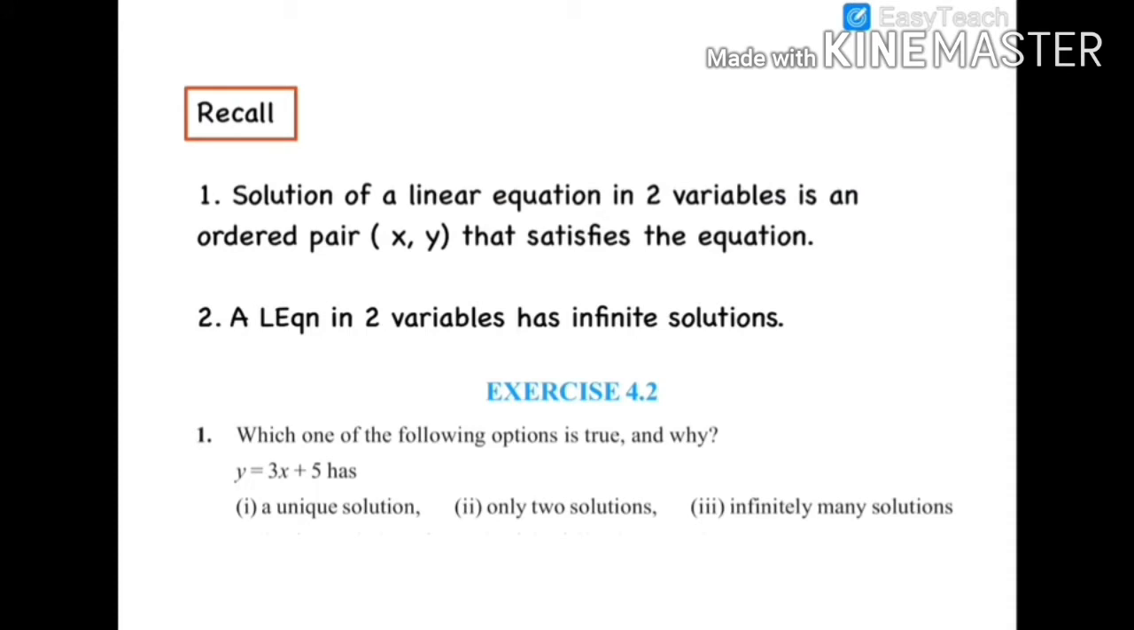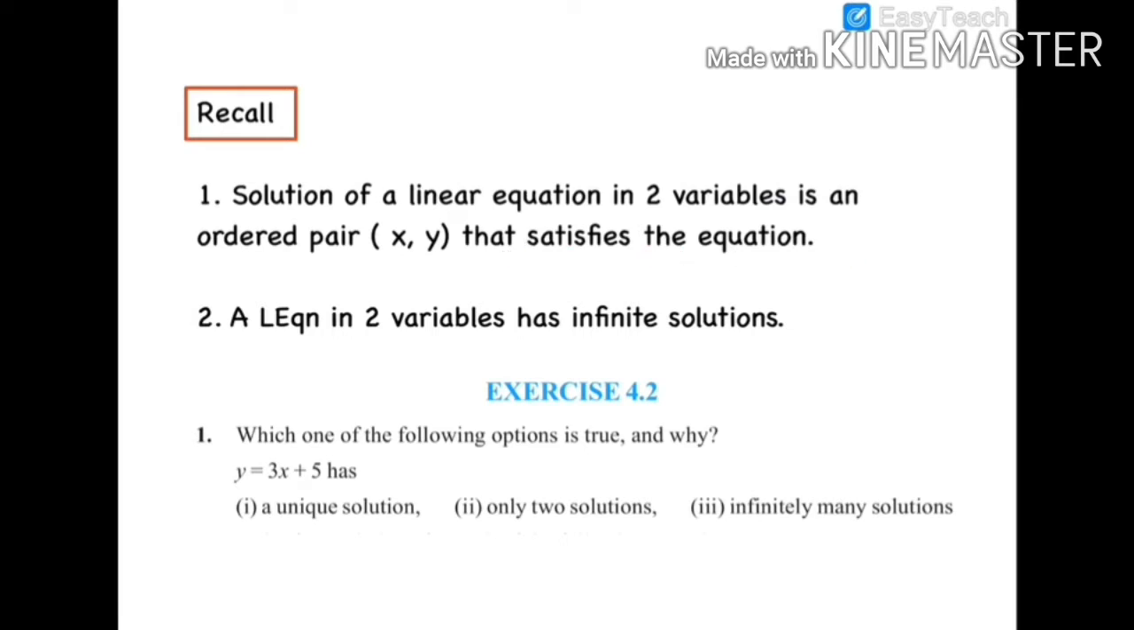Before we start, let's recall what we have studied. A solution of a linear equation in two variables is an ordered pair (x, y) that satisfies the equation. For every value of x that satisfies the equation, there will be a corresponding value of y. Since x can take infinite values, y can also be infinite, and therefore a linear equation in two variables will have infinite solutions. That means we will have infinite ordered pairs that satisfy the equation.